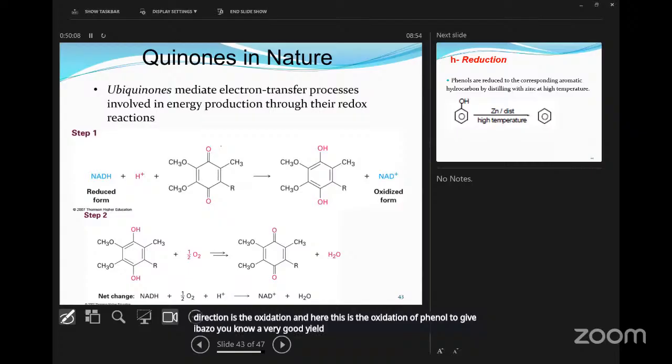Phenols are very, very important in nature. They mediate electron transfer processes in energy production through their redox reactions. So they can undergo redox reactions. A species that can undergo redox reaction is a species that can undergo both reduction and oxidation reactions. This is in living organisms. I will skip this, but just know that they are very, very useful in nature.